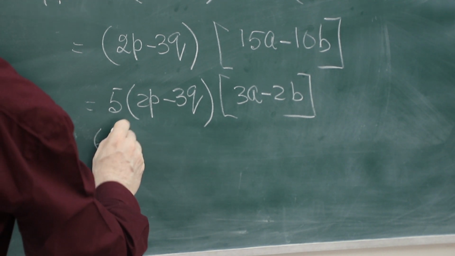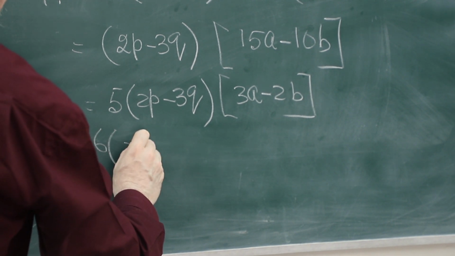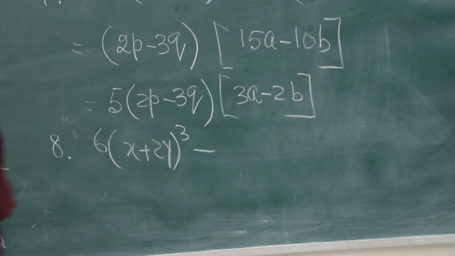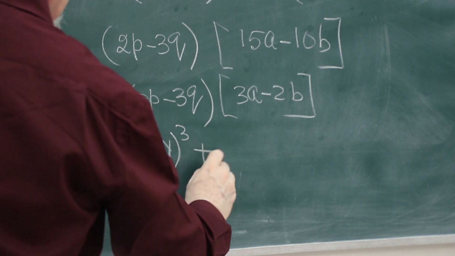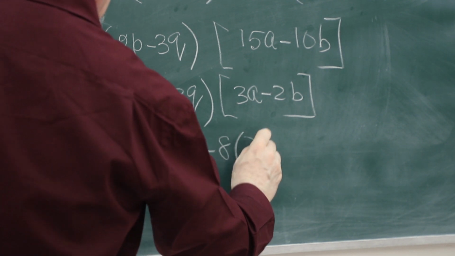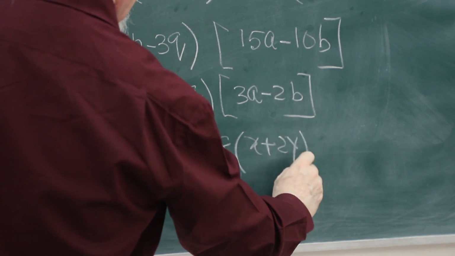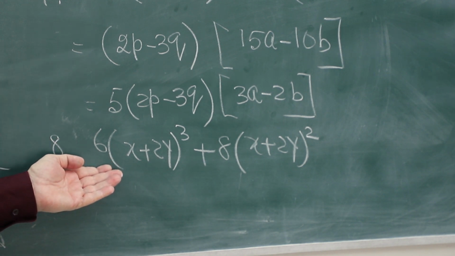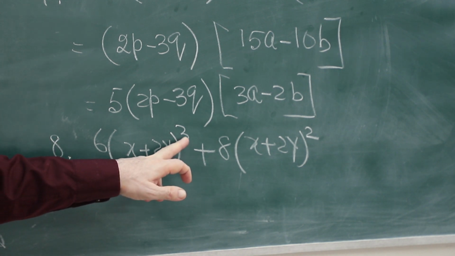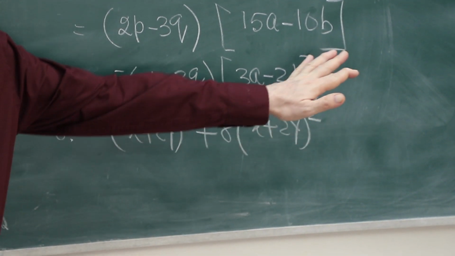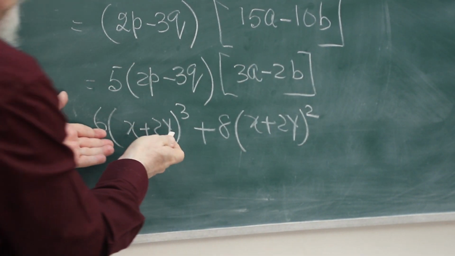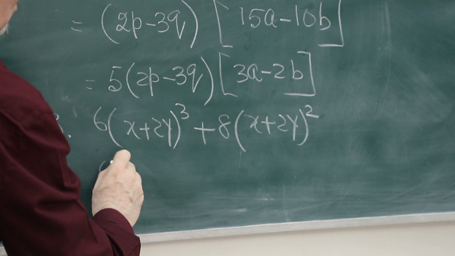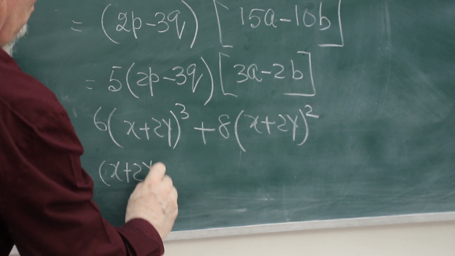6 into x plus 2y to the power 3 plus 8 into x plus 2y to the power 2. Again, like in question number 7, in question number 8 also, I have x plus 2y to the power 3, x plus 2y to the power 2. So out of these two, I can take what common? What can be taken out common out of these two? X plus 2y to the power 2.